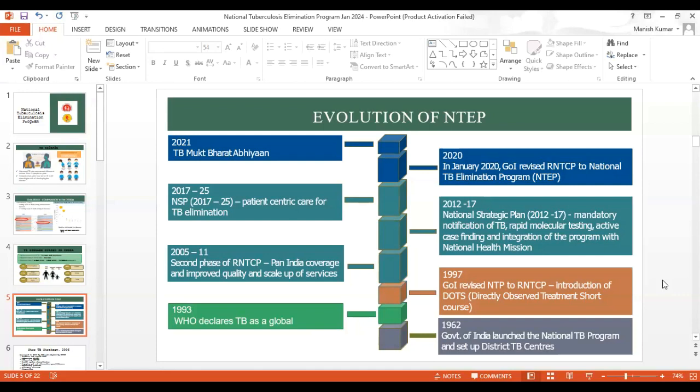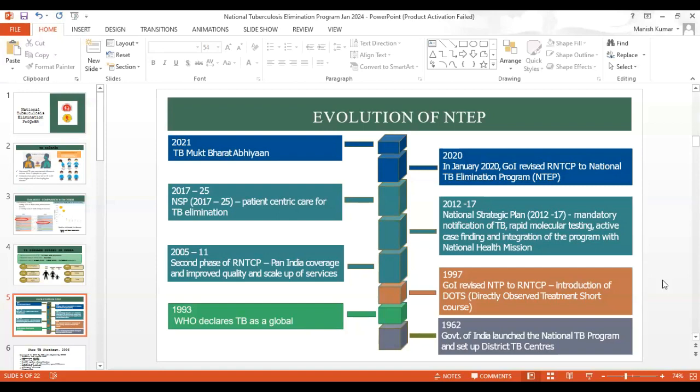Initially it was rolled out in a few districts on a pilot basis. In 2005 to 11, the second phase was rolled out, so this program achieved pan-India coverage, and based upon the monitoring of this program, they improved quality and scaled up services.